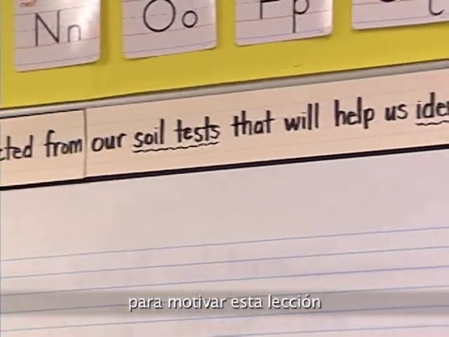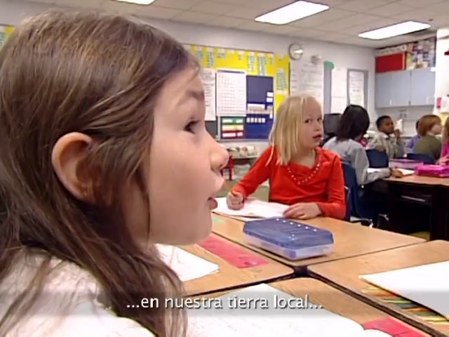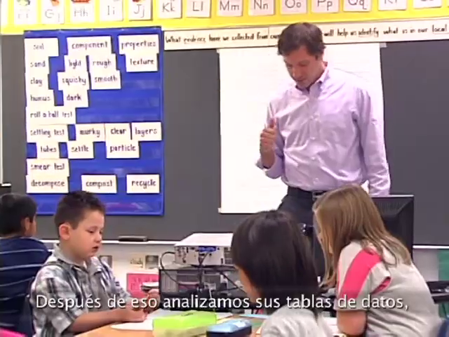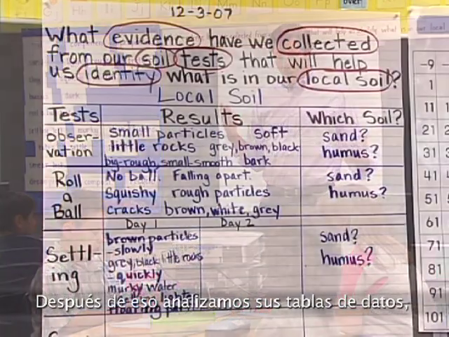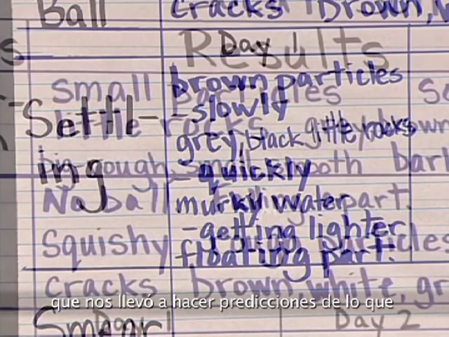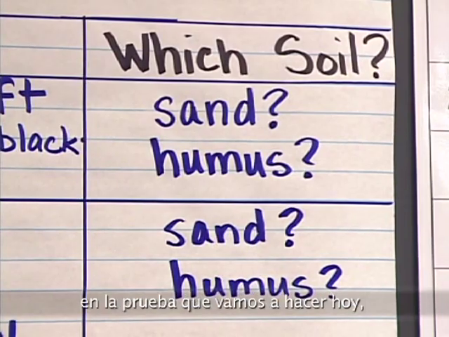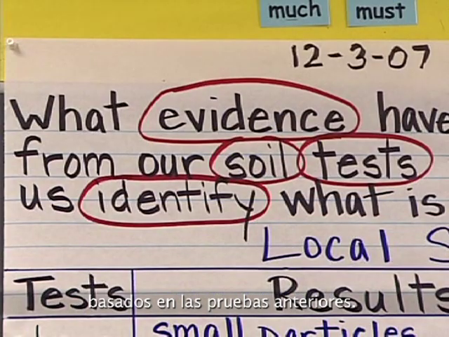So the engagement piece of this lesson started with them reviewing the focus question. Then from that, we reviewed their data table that led right into a prediction of what they thought would be in their local soil in the test that we were going to do today, based on the evidence from the tests that we've done before.